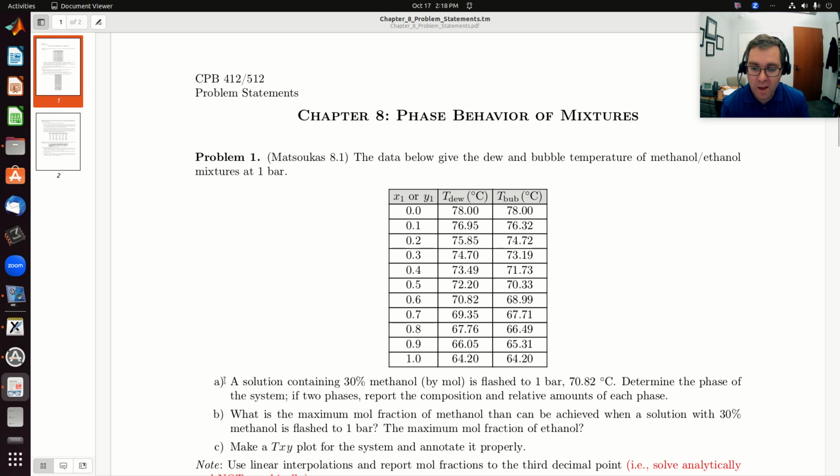In A, we're told we have a solution that contains 30% by mole methanol, and it's flashed to 1 bar, 70.82 degrees C. Determine the phase of the system. If two phases, report the composition and relative amounts of each. So this one bar, where this comes in is this is TXY data, and so with TXY data, pressure is fixed. We're told that the pressure is 1 bar. And so component 1, what's given here is methanol.